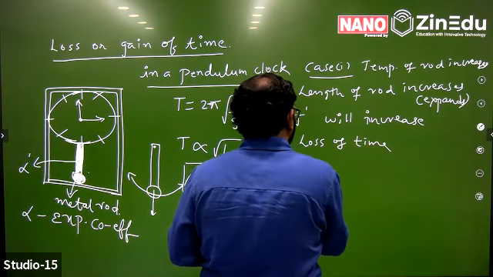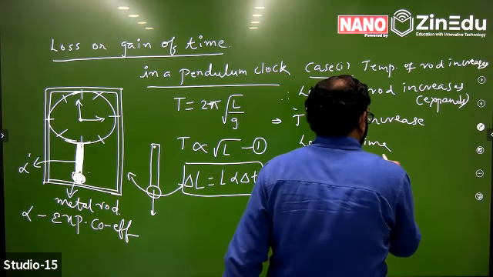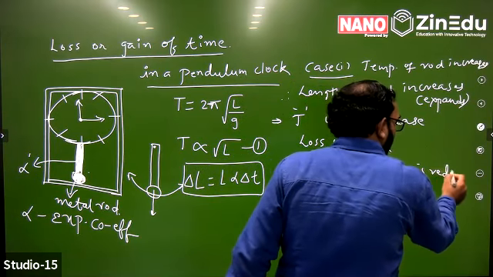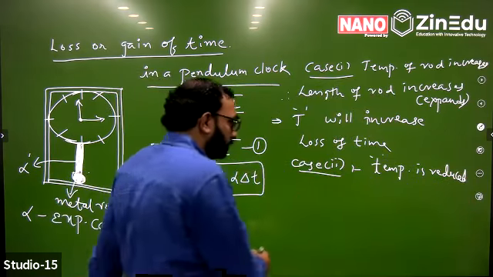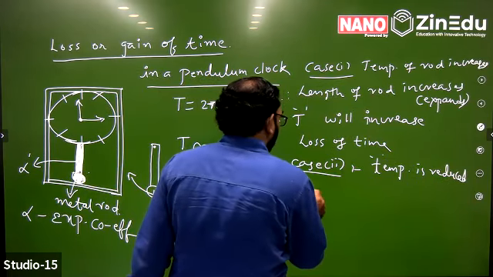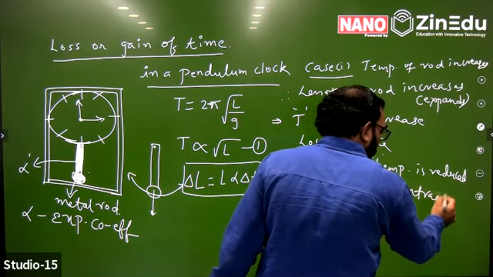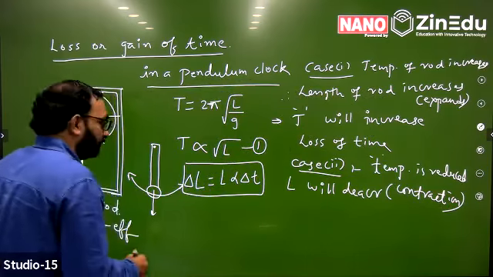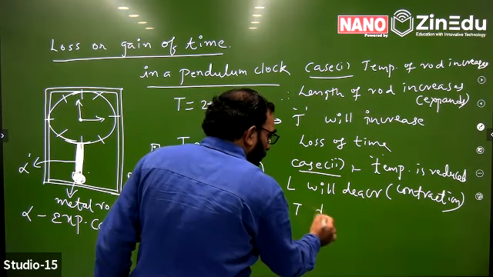Next, in case 2, as the temperature is abruptly reduced, or considerably reduced, what happens? L will decrease. This is what we call contraction of the rod. Contraction means decreasing the length of the rod, and as L decreases, therefore time period will also decrease.